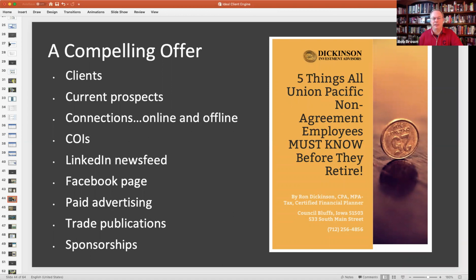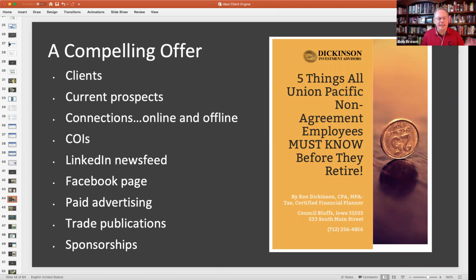to see and read. On the right here is an example of an authority piece that I generated for a client. He uses this as part of his networking, in his referral gathering with that specific target market. And when you have a compelling offer, you can share it with your clients, with your prospects to move them along more quickly. You can share it with your connections online and offline. It helps your COIs understand what you do.